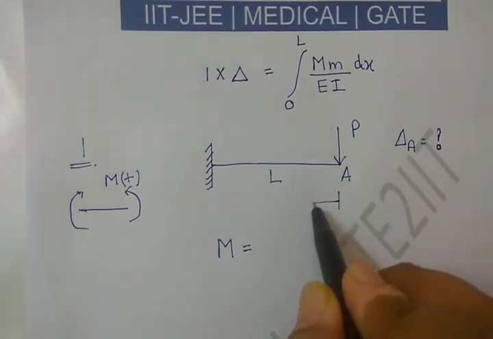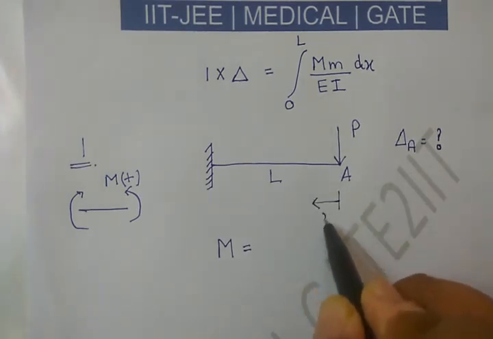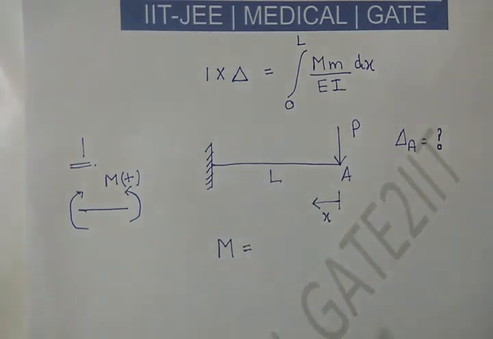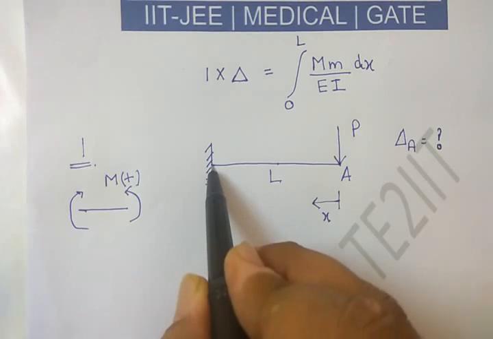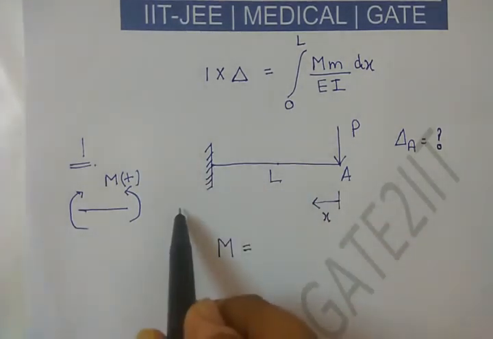I'll always move from the right hand side. So let's say X is measured from that side. So X is equal to 0 here, X is equal to L by 2 here, and X is equal to L here. So X is varying in this direction. I hope it is clear.